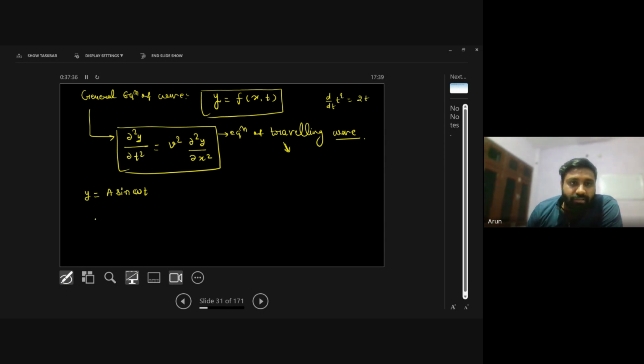Okay. Now we will find out, this is the equation of SHM of a particle. We have done it in the previous class. So we will check whether this is an equation of wave or not. To check what the equation of wave represents, by this del 2y by del t square equals v square times del 2y by del x square, where v here is the wave velocity.